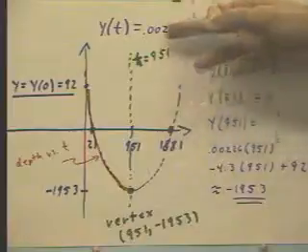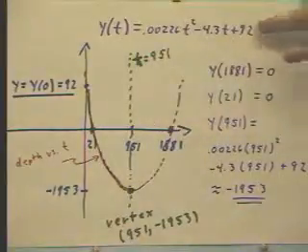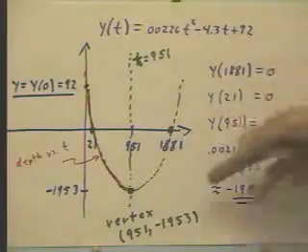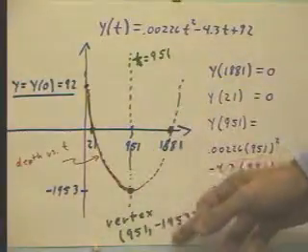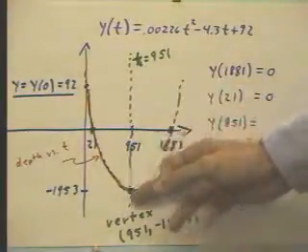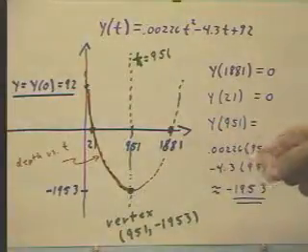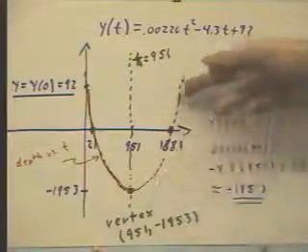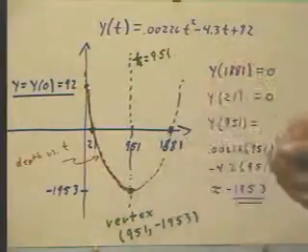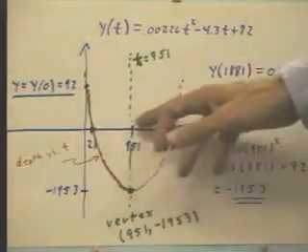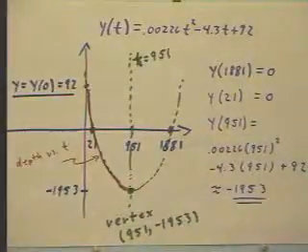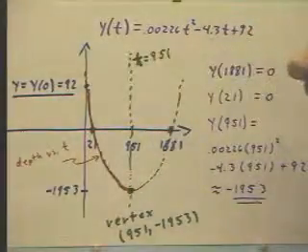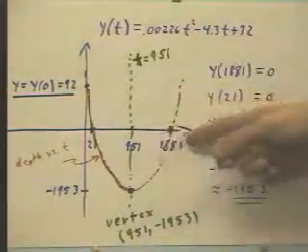Plugging t equals 951 in for t in the function, we find that y of 951 gives us negative 1953. That's the location of the vertex. So we see that the graph goes down below the x-axis and back up through, down to this vertex at 951, negative 1953. The y-intercept is going to occur, of course, when t equals 0.